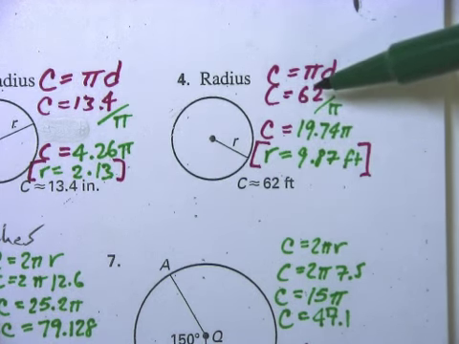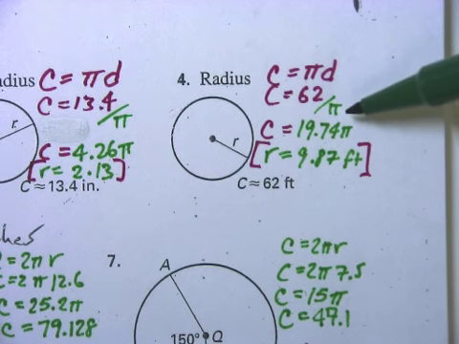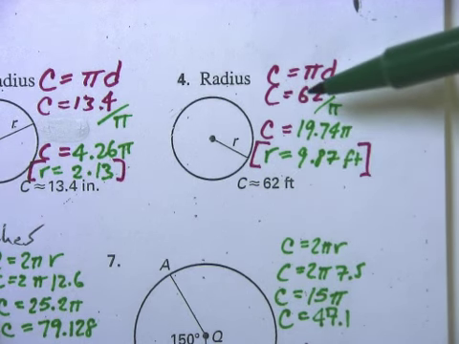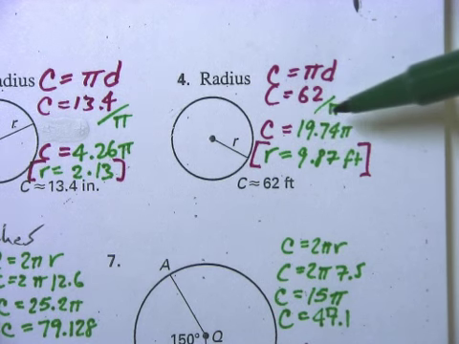So if you take a look at question number 4, again, here they're giving my circumference. They tell me it's 62. So I take my circumference and I divide it by pi. When I do that, I get my circumference in terms of pi, 19.74 pi. And by the way, if I multiply these two together, I get 62. Back when I started, 62.